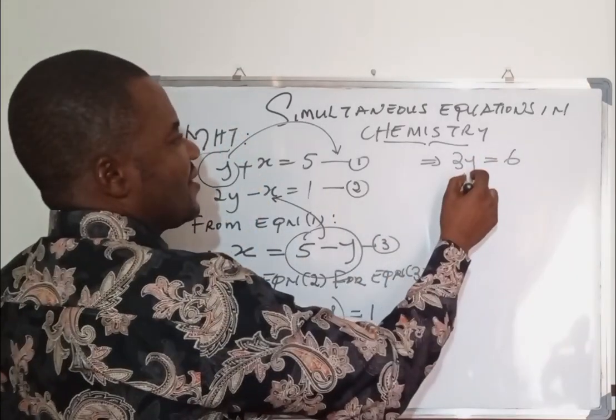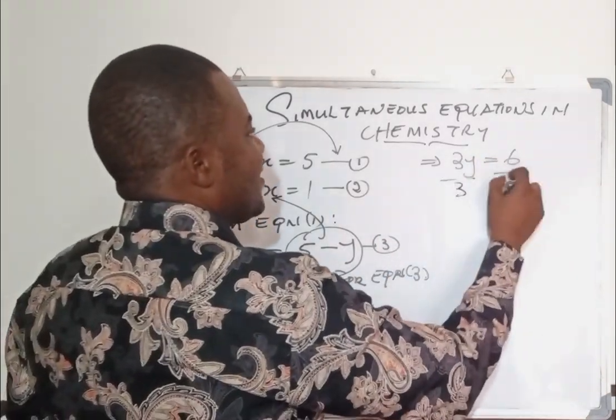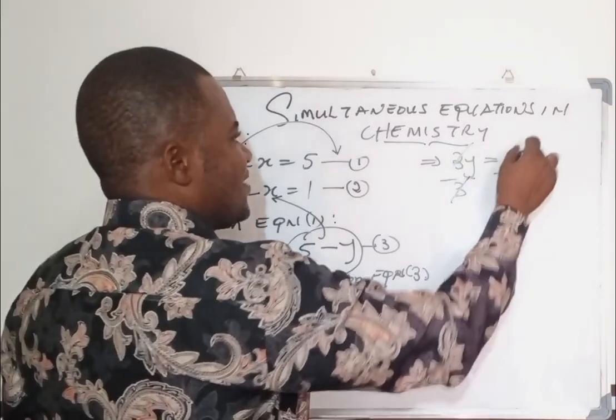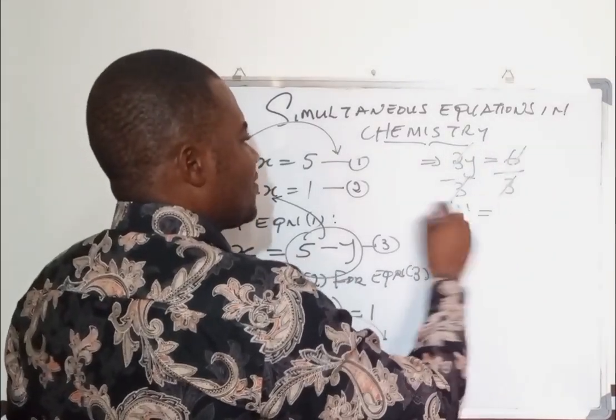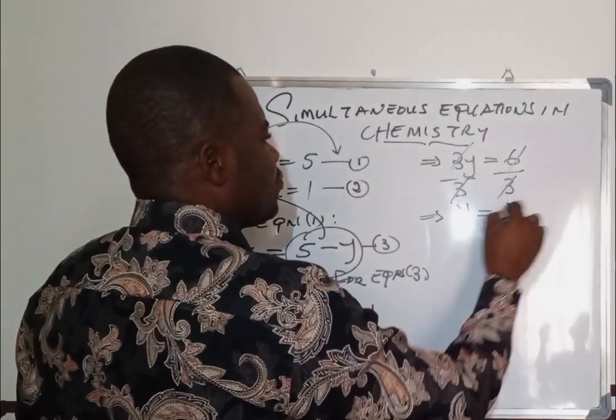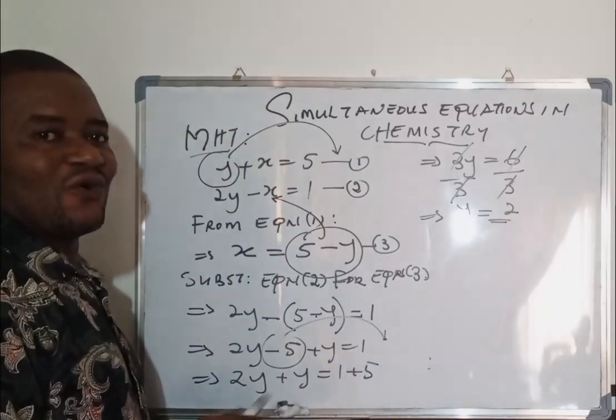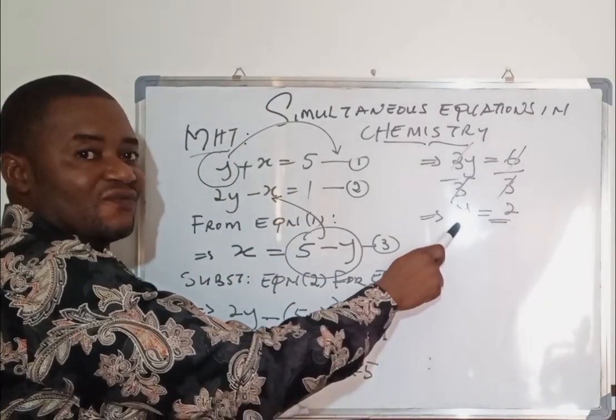We are looking for y, so we divide both sides by 3. This will cancel this, and y will now give us 2. We have been able to obtain the value of y.